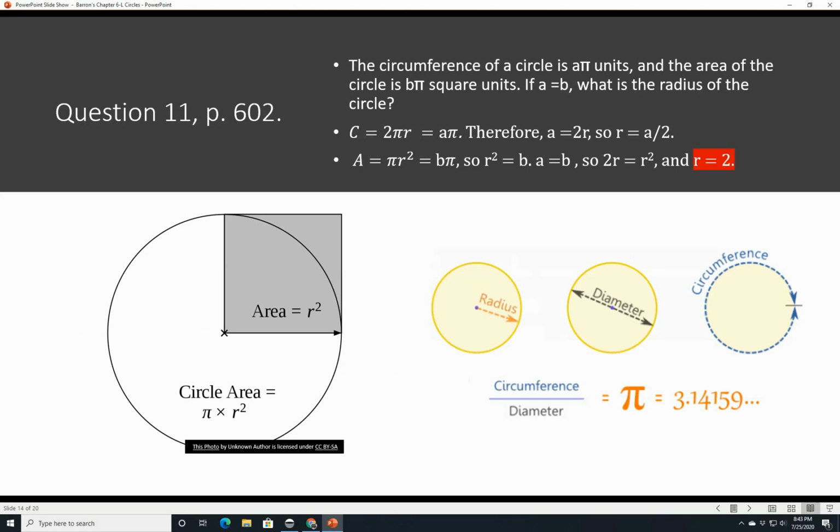Question 11, page 602. The circumference of a circle is a pi units, and the area of the circle is b pi square units. If a equals b, what is the radius of the circle? Okay, so we know that the circumference is 2 pi r, which is going to be equal to a pi. Therefore, a is equal to 2r, so r is equal to a over 2. And then the area is pi r squared, which is equal to b pi, so r squared is equal to b. So a is equal to b, so 2 is equal to r squared... r is equal to 2. So that's how we do that.